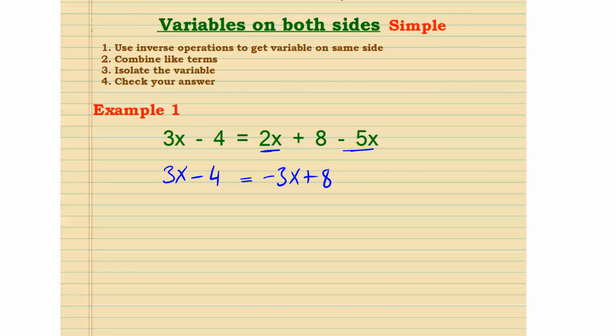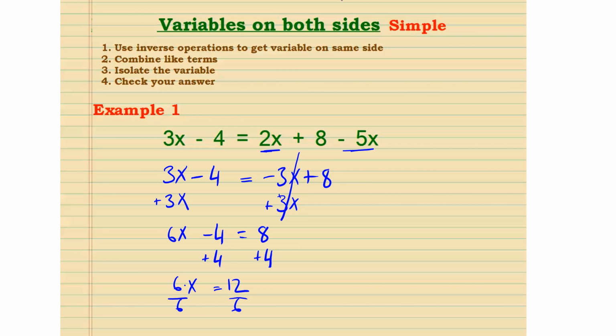Our goal is to isolate the variable on one side, so it would make sense to isolate them on the left side because we will be dealing with positive variables. If I add positive 3x on each side, these will add up to 0. You will have 6x minus 4 is equal to 8. Now we're going to undo a subtraction by adding 4 on both sides. We will have 6x is equal to 12. Last step is to undo a multiplication by dividing each side by 6. X will be equal to 2.